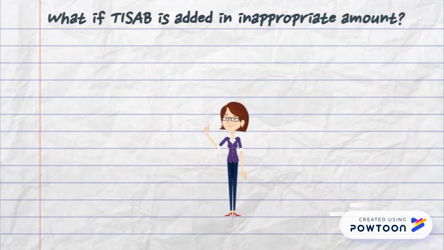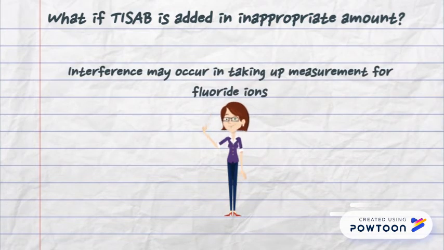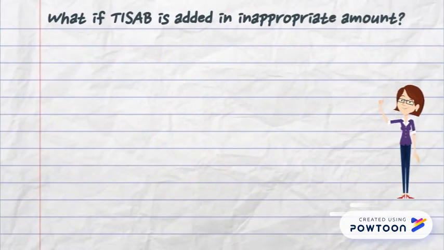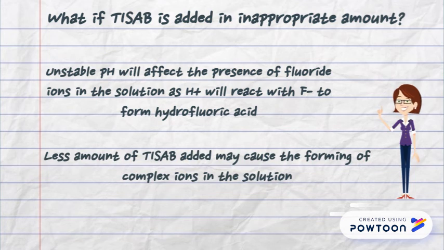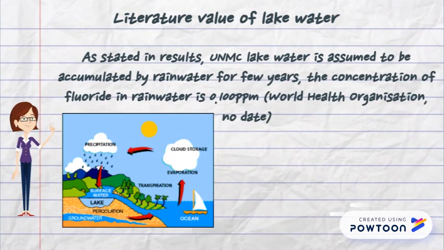The contribution of the TISAB solution in the experiment is undeniable, so what if TISAB is added in an inappropriate amount? Interference may occur in taking of measurement for fluoride ions. Next, it will create an unstable pH condition and will eventually affect the presence of fluoride ions, since H+ ion will react with the fluoride ions to form hydrofluoric acid. An insufficient amount of TISAB added may cause the forming of complex ions in the solutions and affect the fluoride ions reading.